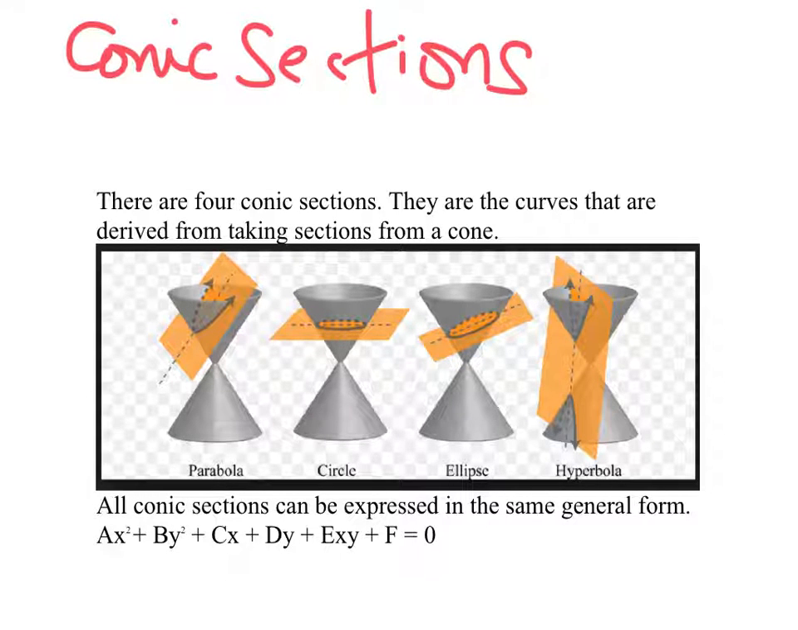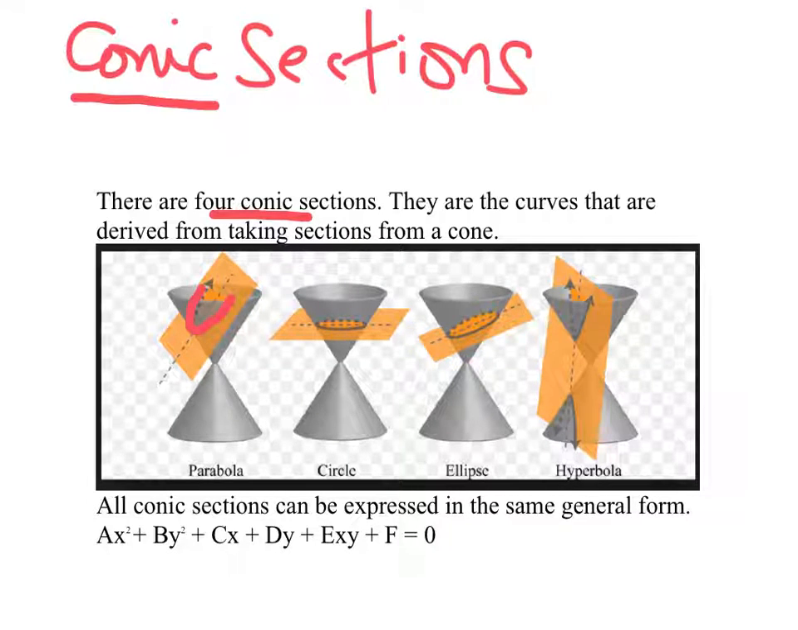In this topic we're going to talk about conic sections, and conic actually means the sections from a cone. So if we look at these 4 examples here, there are actually 4 different conic sections that we're going to look at, and they're the curves that derive from taking sections from a cone. So if we slice across a cone at an angle here, we come up with the parabola. We can see that familiar parabola that we recognise.